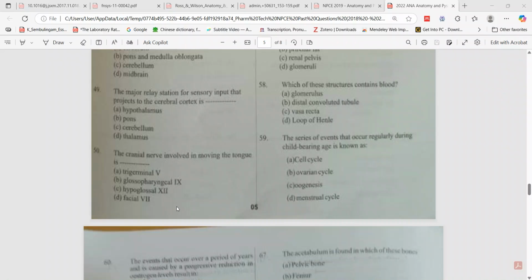Okay, so 50. The cranial nerve involved in the tongue is... Okay, so which cranial nerve is involved in the movement of the tongue?